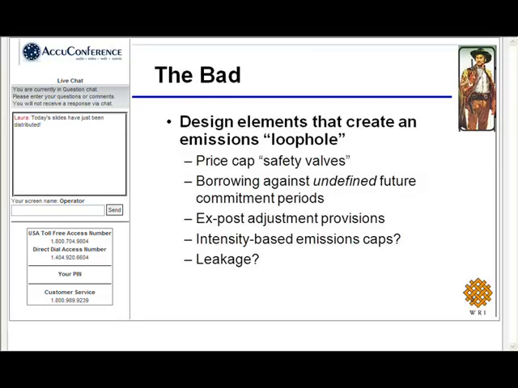In terms of the deal breakers, these would essentially be design elements that create what I would call an emissions loophole. And the basic rationale here is that first and foremost, the objective of a cap and trade system is to preserve emissions at the level of the cap. You don't want to go above that. And if you have design options that might violate that rule, and you have them in one program and not the other, that's going to create very significant difficulties in reaching a linking agreement.